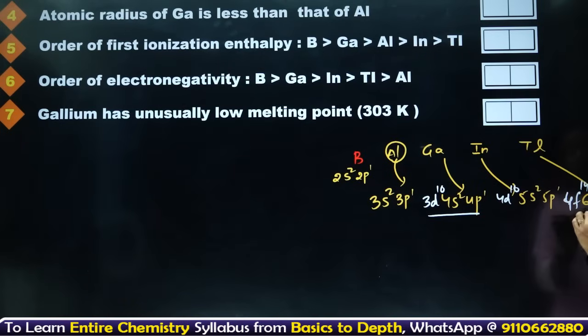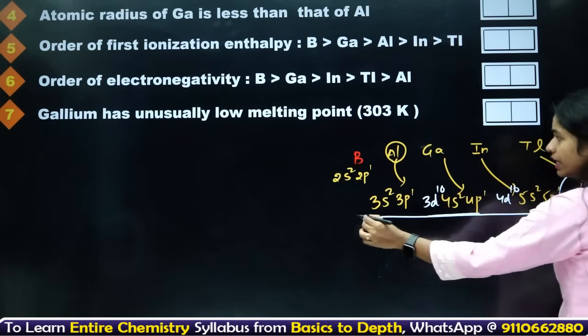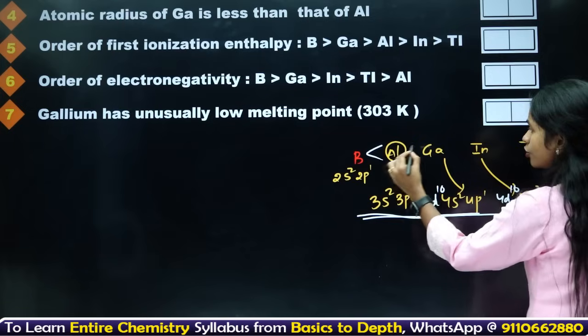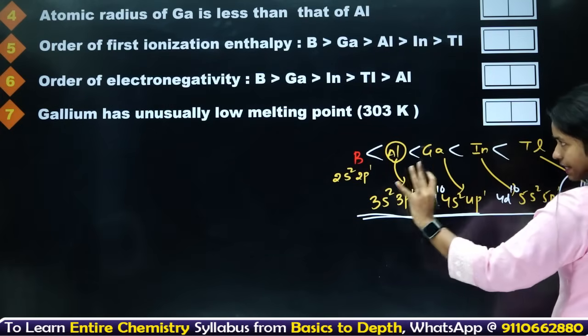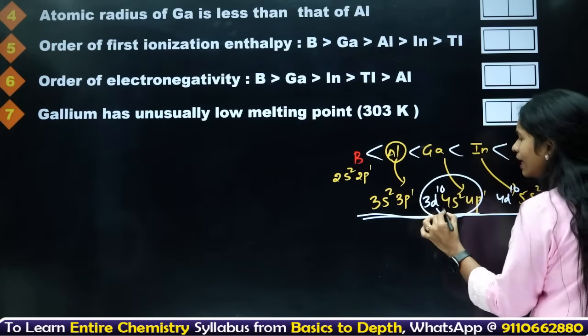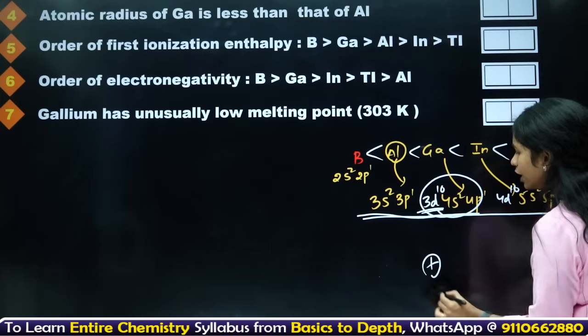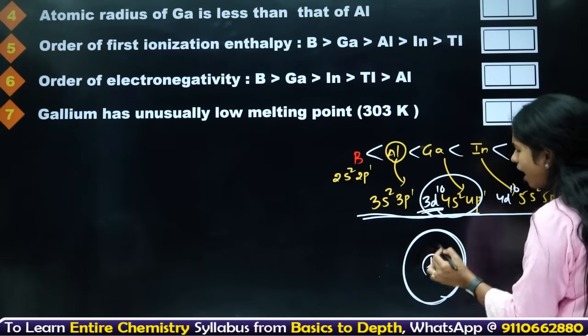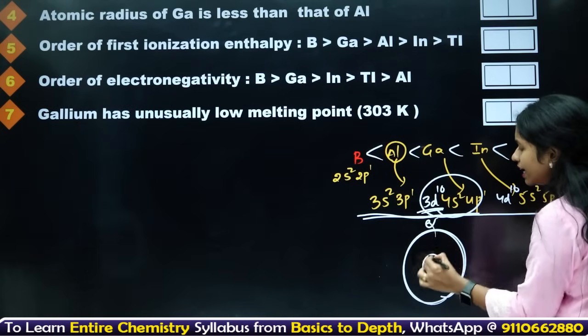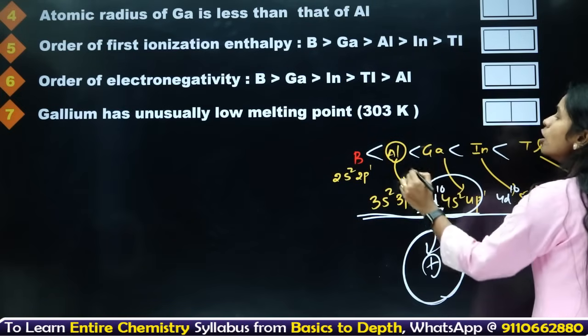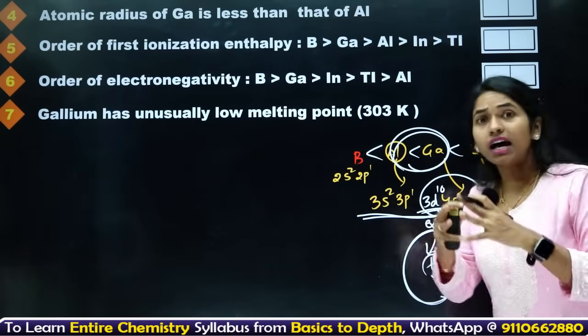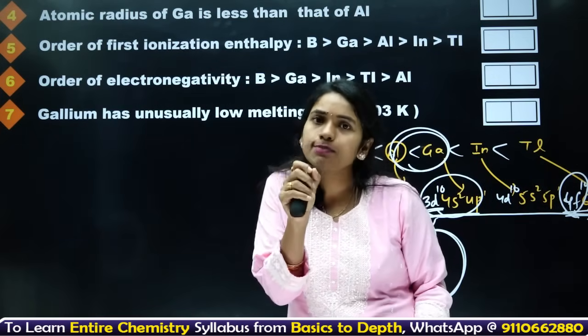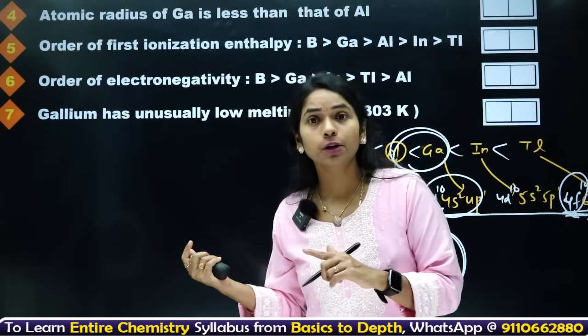Once this is completely filled, f here, when it is completely filled, top to bottom, what should happen in the size? Size should increase like this, expected. But once suddenly d comes, this is a d orbital, poor screeners, they can't act as good screeners. Outer electrons are attracted very easily. So gallium actually should have a larger radius, but gallium has a very small radius. Why, when compared to aluminium? Why?